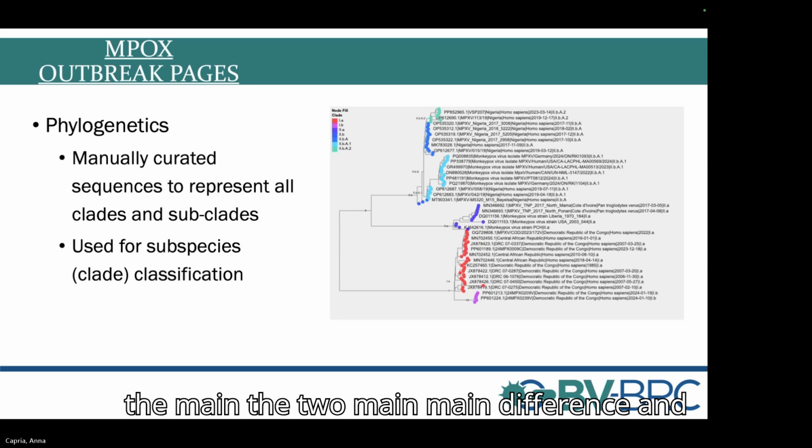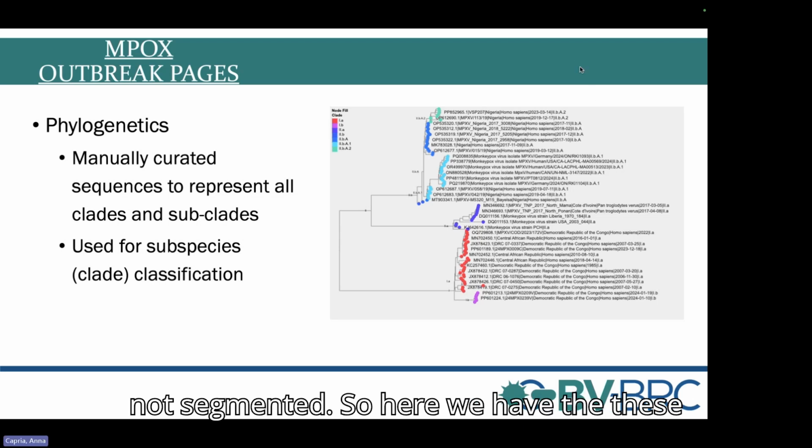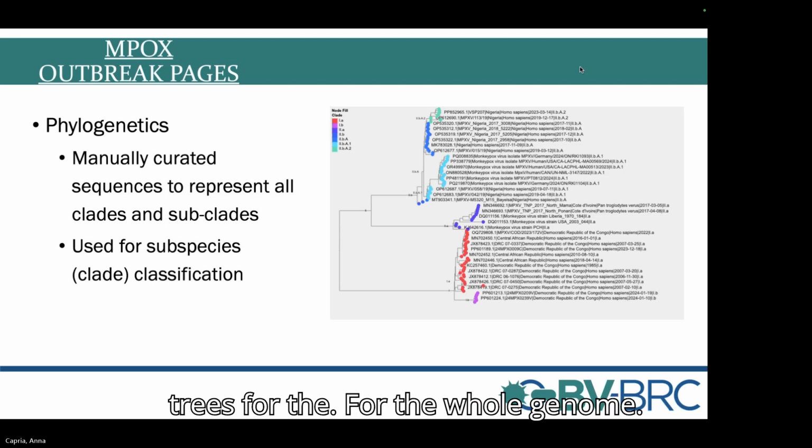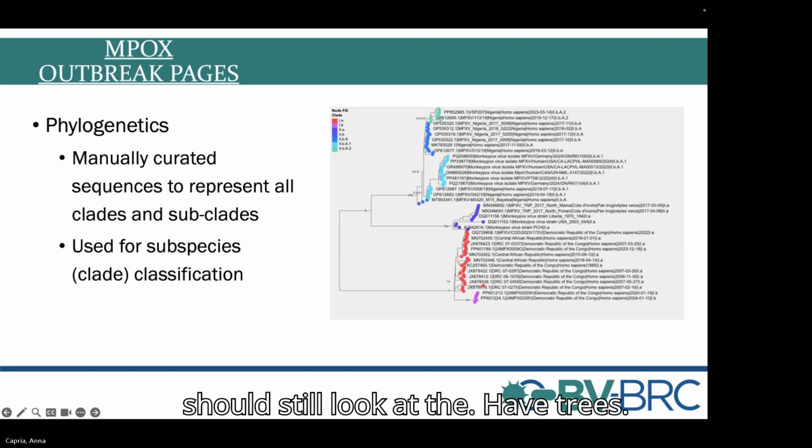And also, obviously, the monkeypox virus is not segmented. So here we have these trees for the whole genome. There are no individual trees for each segment, because there are no segments. So it's just one tree. Whereas for the H5N1 we have segments. But yeah, we should still look at the live trees.